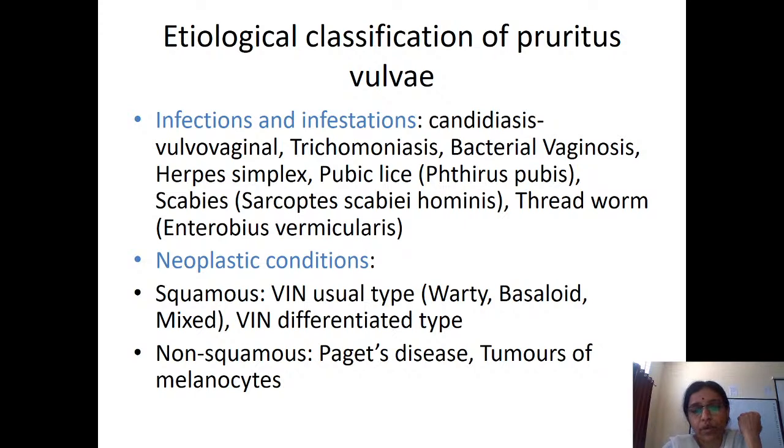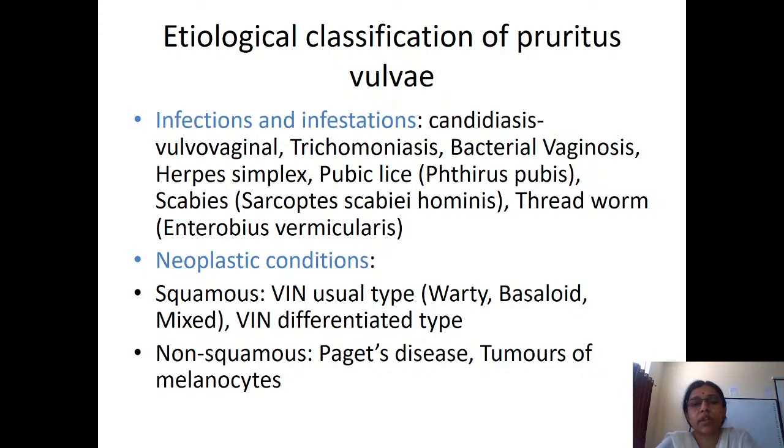So today we will see what are the various etiological factors that cause this condition, what will be the clinical presentation, and how we are going to diagnose and then treat each and every cause of this condition. If you see the etiological classification of pruritus vulvae, this can be caused by infections. Mostly it can be because of vulvovaginal candidiasis, trichomoniasis, bacterial vaginosis, herpes simplex, and even some infestations like pubic lice, scabies, and even threadworms can cause this condition.